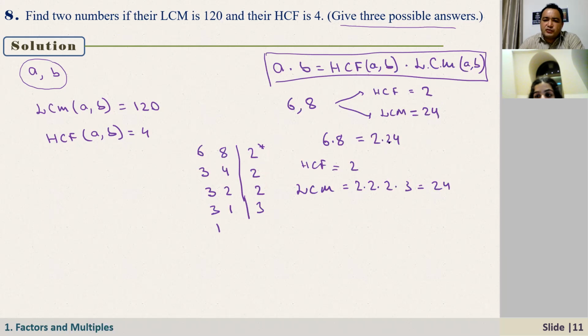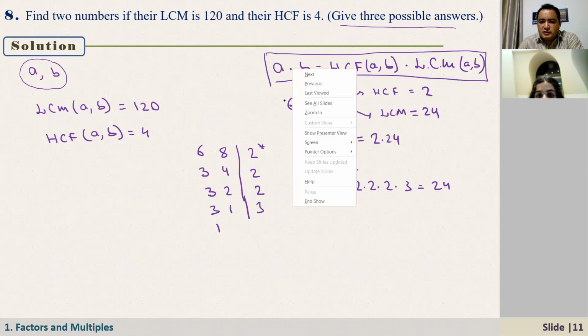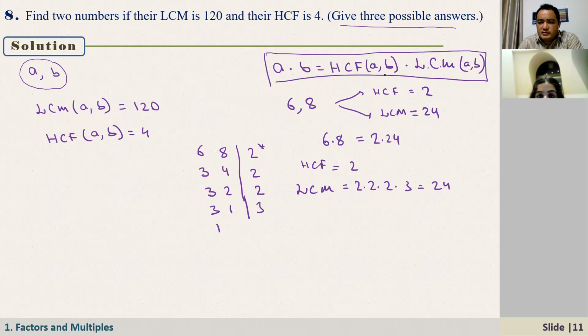So in general, it is true. If you're given two natural numbers, when we're talking about highest common factor, we mean natural numbers. The product of these numbers, A times B, is always equal to the highest common factor of these numbers times the least common multiple of these numbers. Using this formula, now we will solve this question.